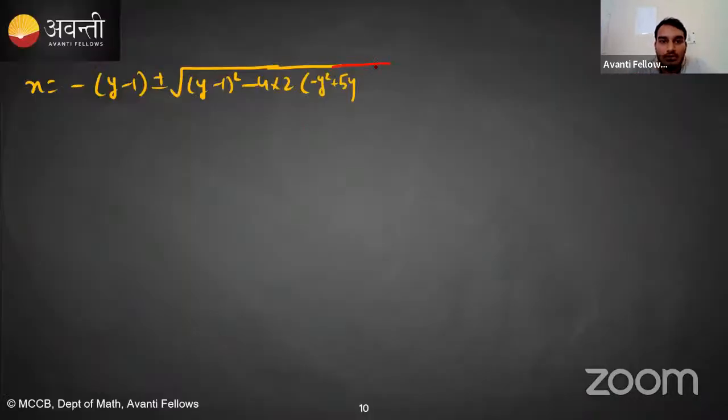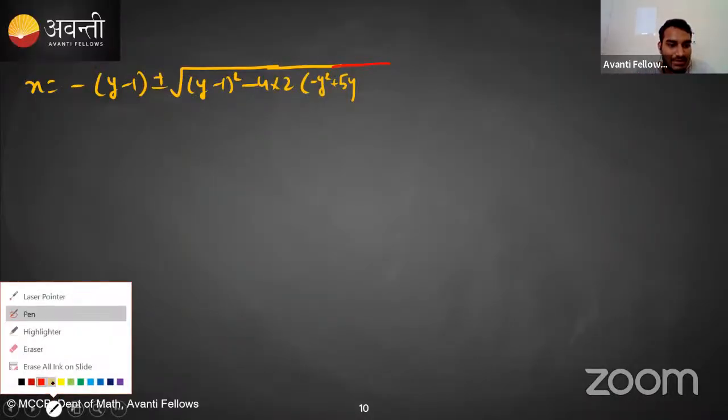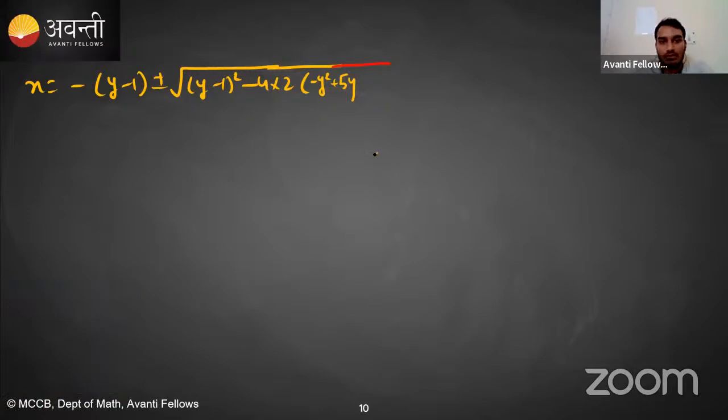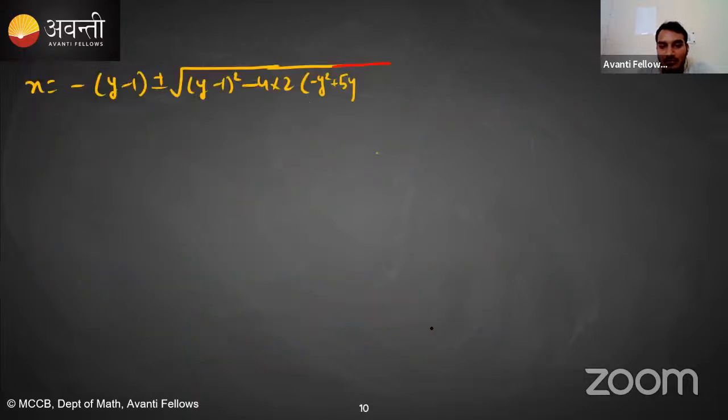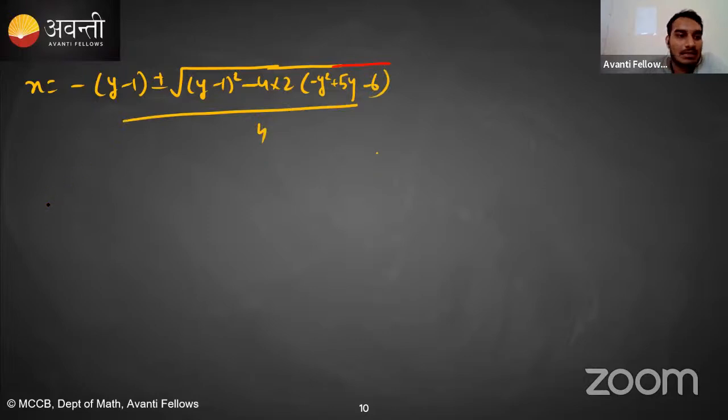So as I was saying, write this down as quadratic in x. We have to find the roots, so the value of x is minus b plus minus under root of b square minus 4ac, so minus 4 into 2 into (minus y square plus 5y minus 6), upon 2a. That's all.